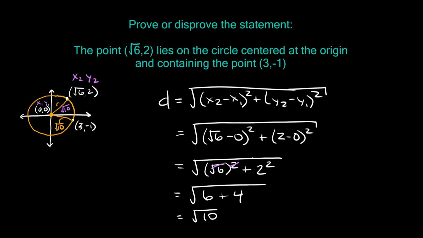So since they're both the same distance away from the origin, that means both these points lie on the same circle. Okay, so here we have just proved that this point, (√6, 2), lies on the same circle containing this other point, (3, -1).